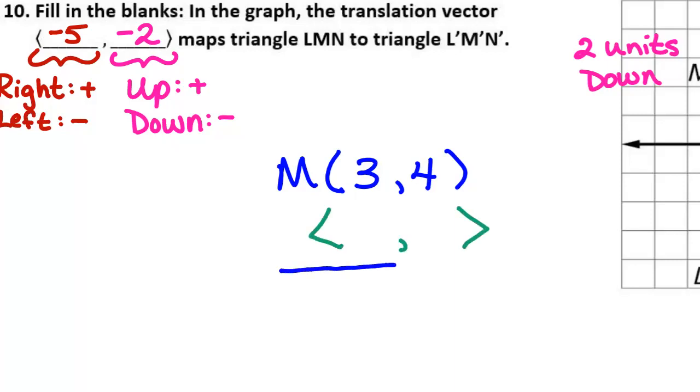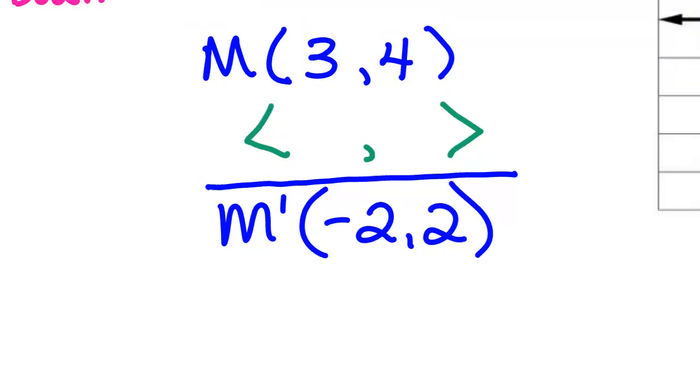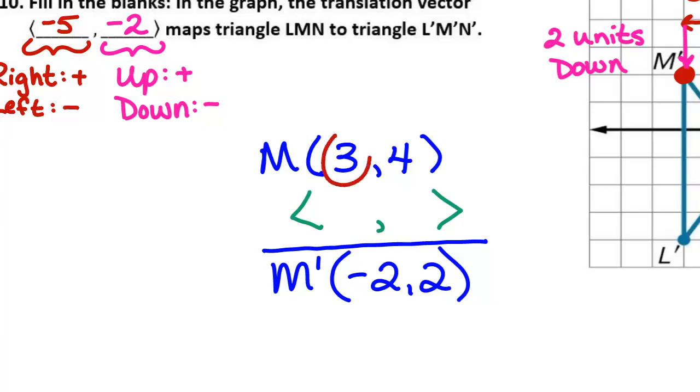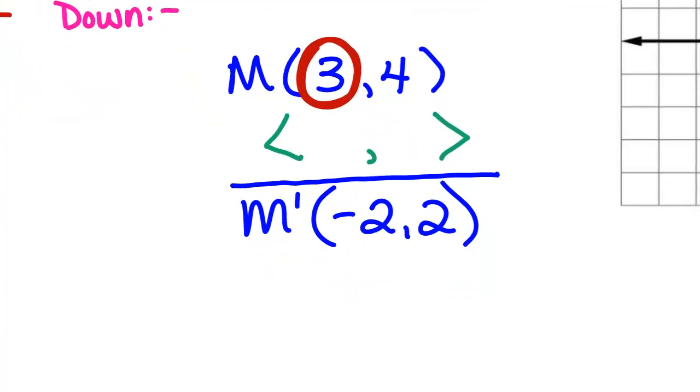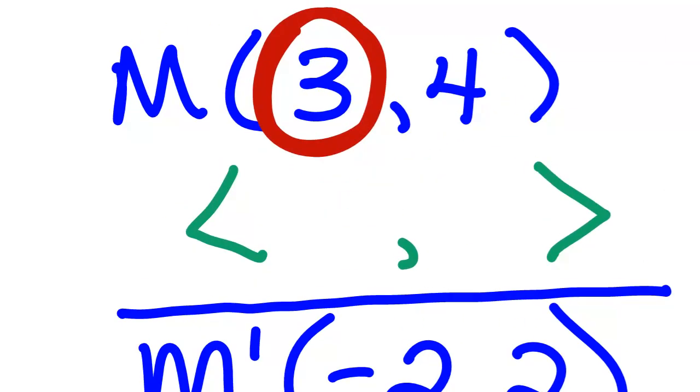I'm going to put an equal sign across the bottom. And I'm going to write the point that has the prime with it next. What's the ordered pair for M prime? -2, 2. All right, we're going to look at the x's first. Here's a 3. What would I do to that number 3 so that I end up with a -2? Add something to it or subtract something from it? Subtract. How much would we subtract from a 3 to get a -2?